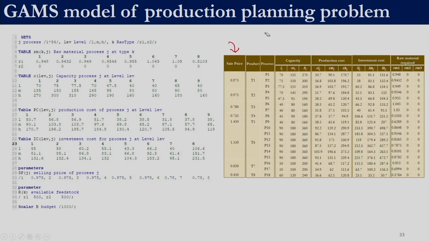Welcome. So now we look into how to use GAMS to solve the mixed integer linear programming problem formulation which we had developed for the production planning problem. If you remember the production planning problem, we had this data of selling price and the capacity L, M and H. We had the production cost corresponding to these capacity levels CL, CM and CH. Similarly for investment cost we had IL, IM, IH, and for raw material we have three types of raw material, raw material 1, raw material 2 and raw material 3.